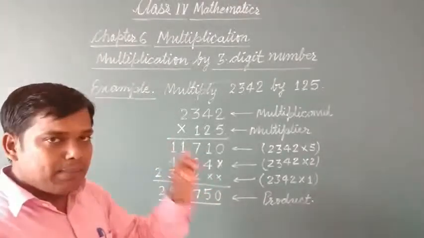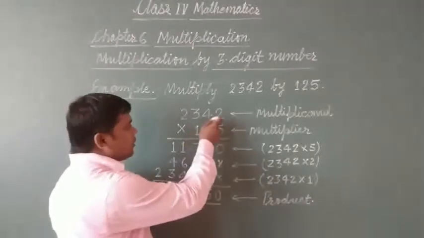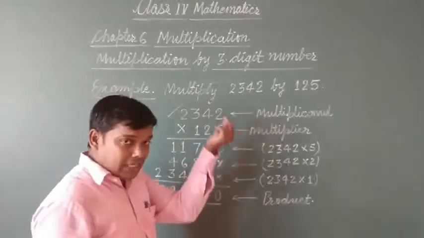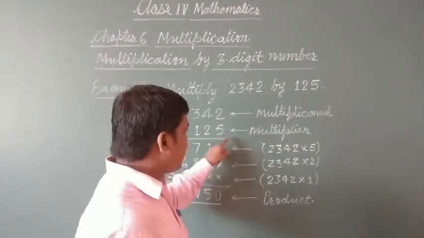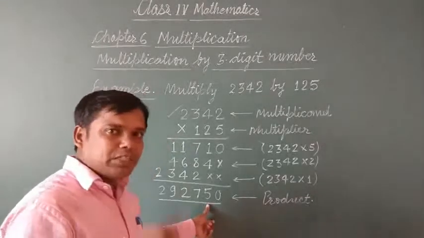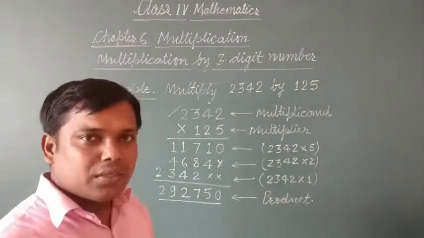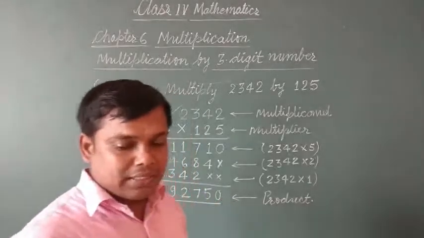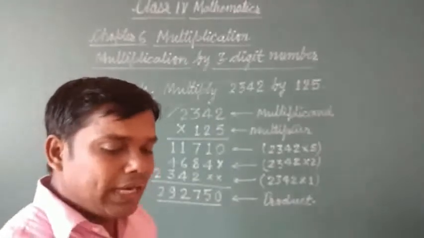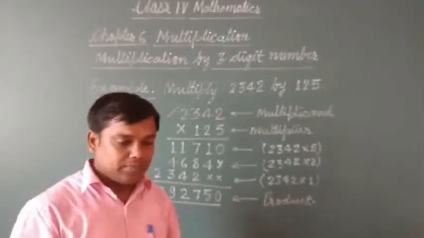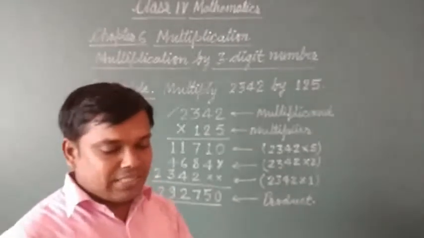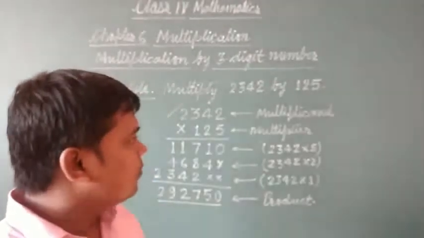Here, remember this: the first number is called the multiplicand. The number by which we are multiplying is called the multiplier, and the product that we get, that is the result of this multiplication, is called the product. So you always remember this. I hope you understood, and you also used to do it in this way. Okay. Now one more question I am going to solve for you.